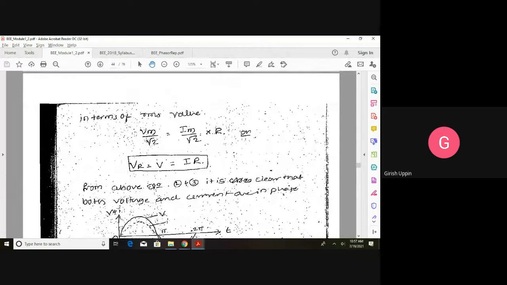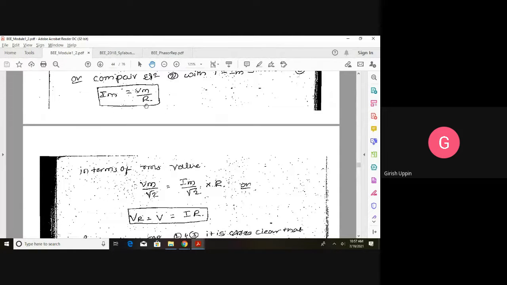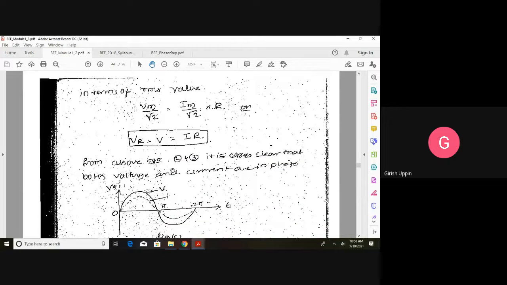We have this equation, Im is equal to Vm divided by R, or in terms of the RMS value, on both sides I'm going to divide by root 2. Im by root 2 is I, that is the RMS value of the current. Vm by root 2 is nothing but the RMS value of the voltage. So we can represent in terms of the RMS value, VR or V is equal to I into R, where V is the RMS voltage across the resistor, and I is the RMS value of the current.